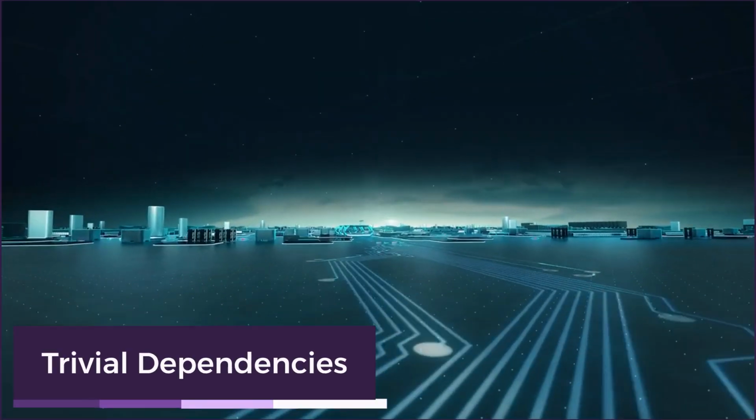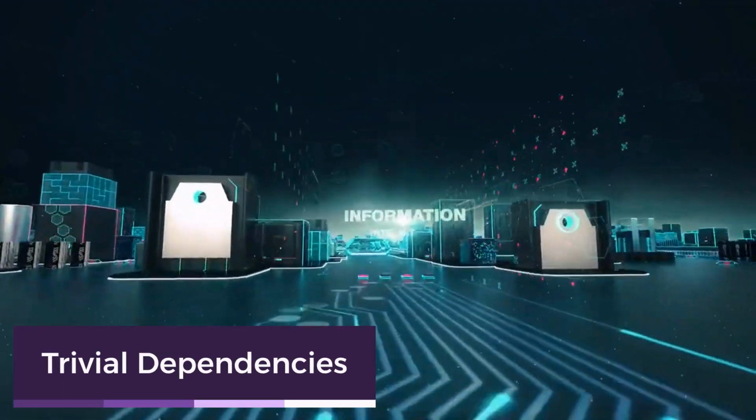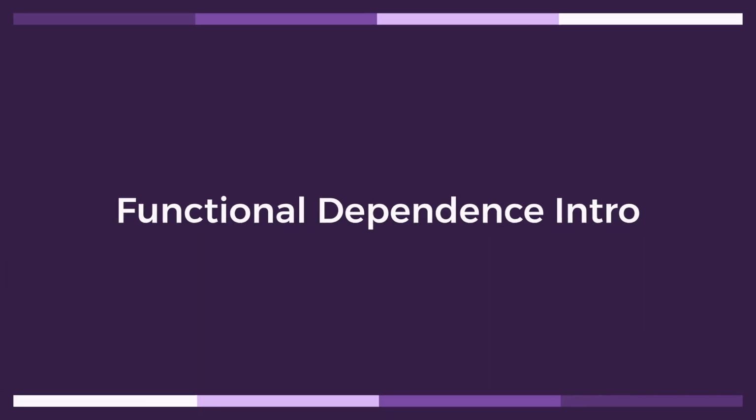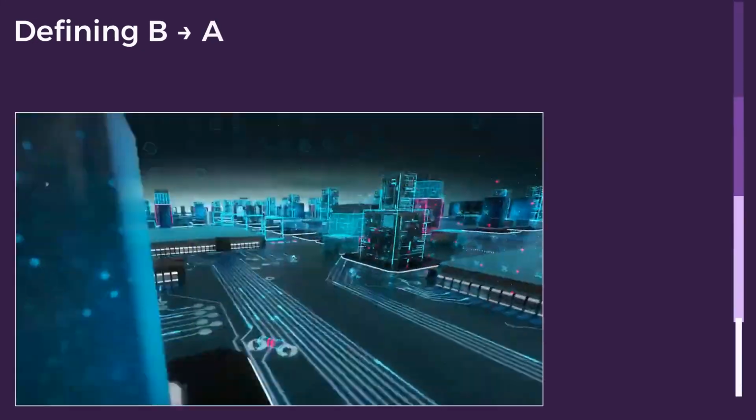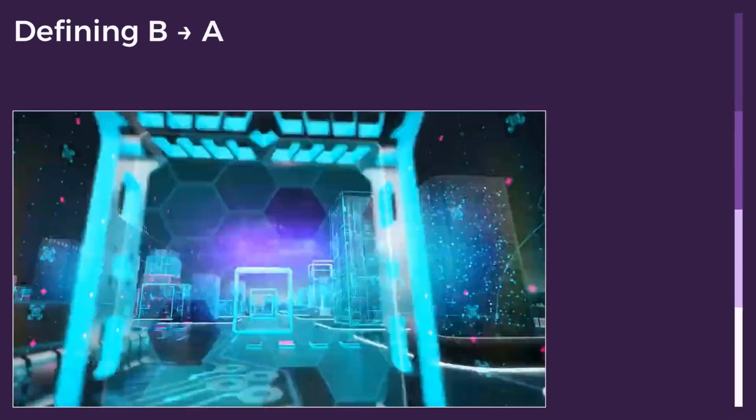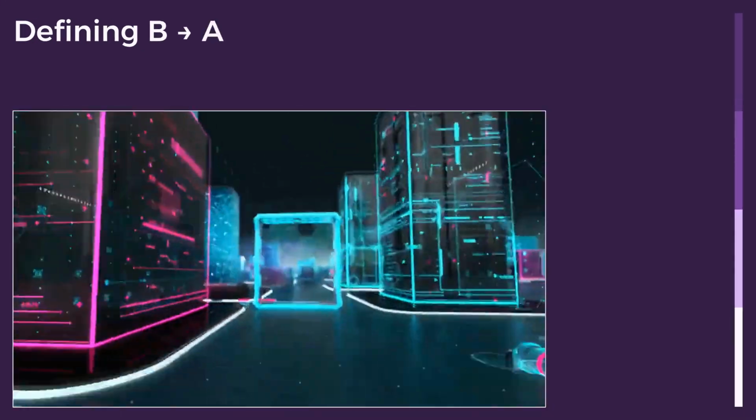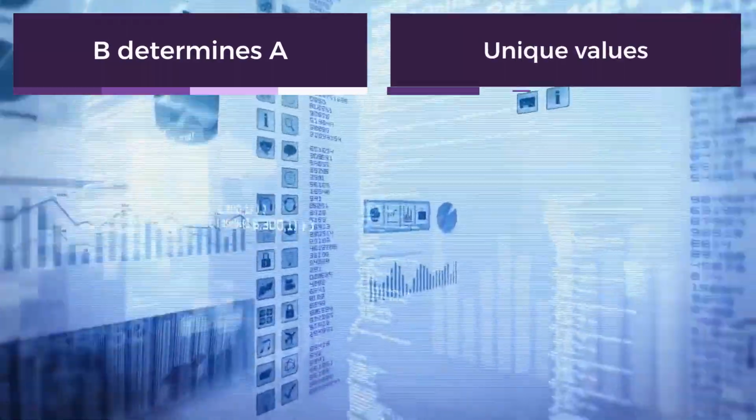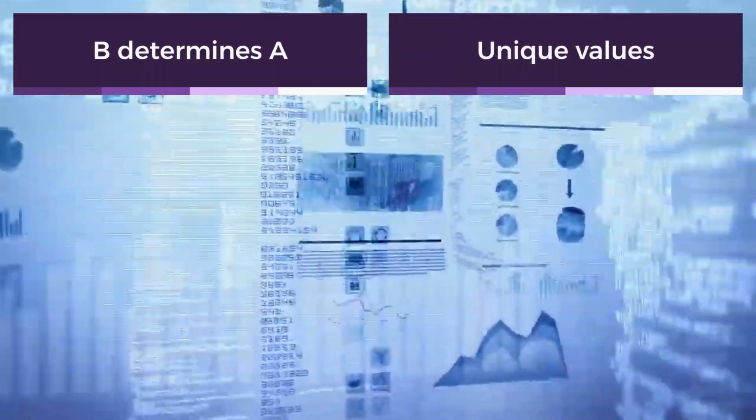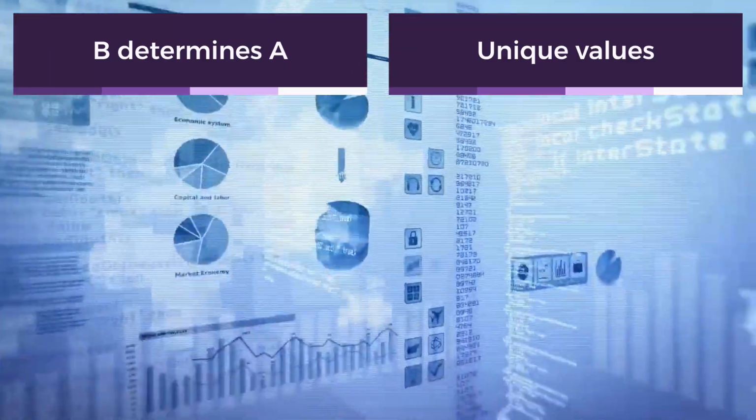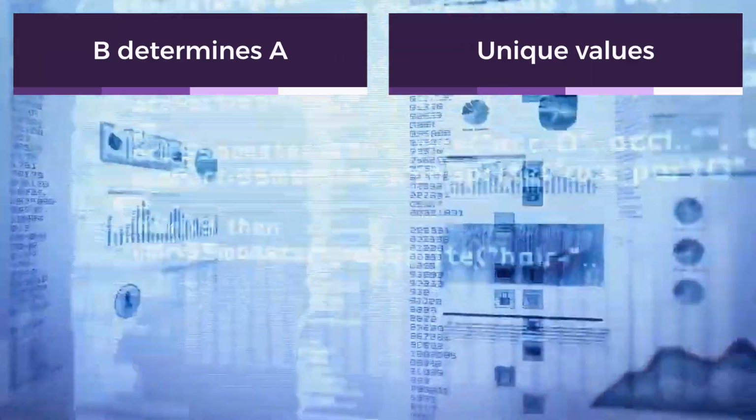Welcome to our deep dive into trivial dependencies, a crucial concept in database normalization. To understand trivial dependencies, we must first introduce functional dependence. In database design, we use the arrow notation B determines A, or B goes to A, to show functional dependence. Column A depends on column B when each value of B determines at most one value of A. This is the core concept of functional dependence.